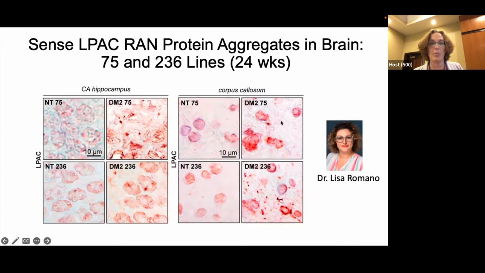In collaboration with postdoc Lisa Romano, Lisa has done some immunohistochemical staining to try to detect RAN protein aggregates, and she's found evidence for LPAC aggregates in both the 75 line and the 236 line, and they're particularly abundant in the corpus callosum, as shown here.